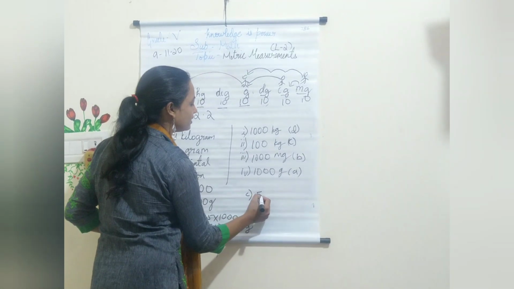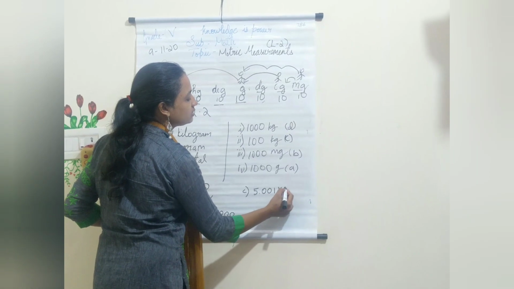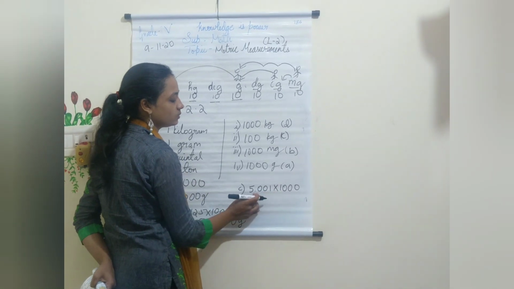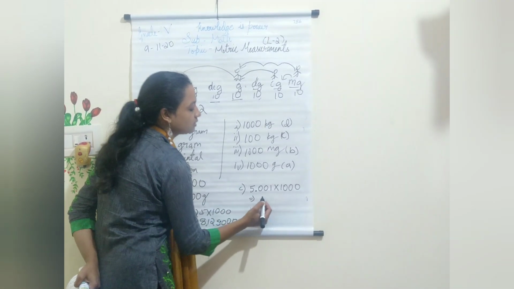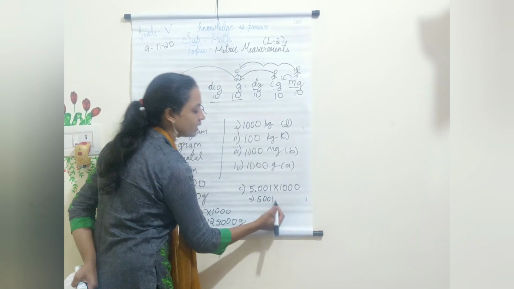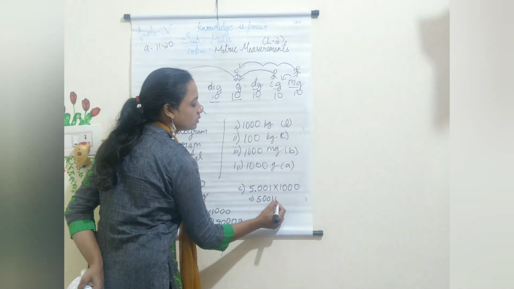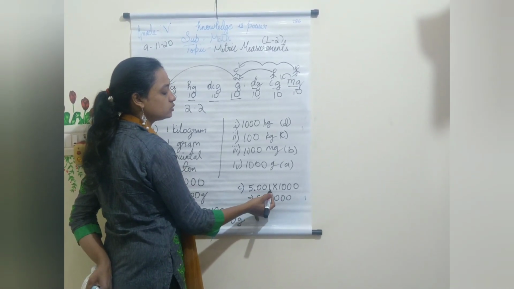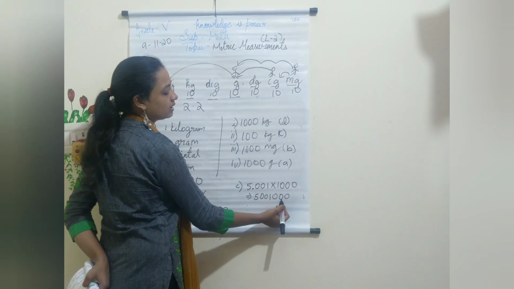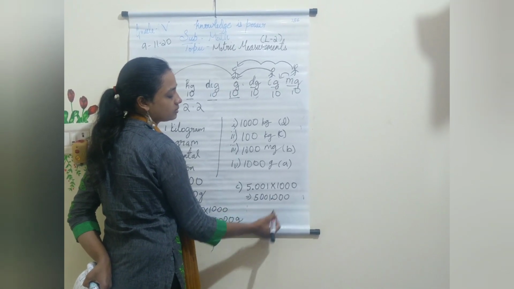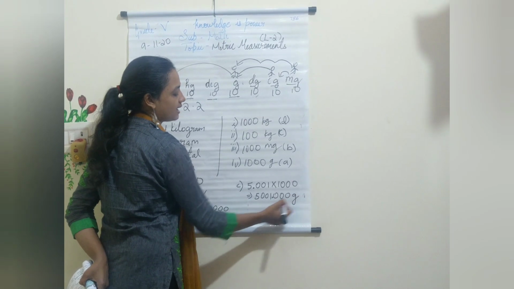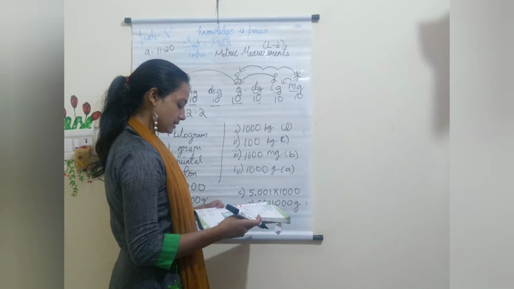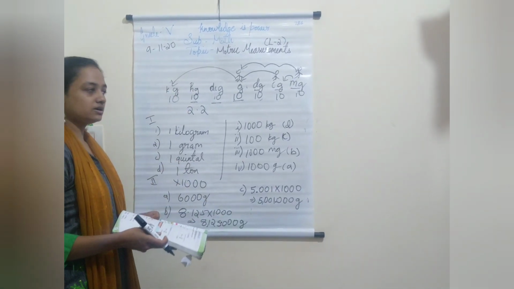Go for C. Question is 5.001 into 1000. What you should do? First multiply 1 with this without the decimal. So you get 5001. Now write these 3 zeros. Now after the decimal point you have 1, 2, 3 numbers. So count 1, 2, 3 and keep a decimal point. These many grams, 5001 grams. And I want you to practice the next 5 sums.